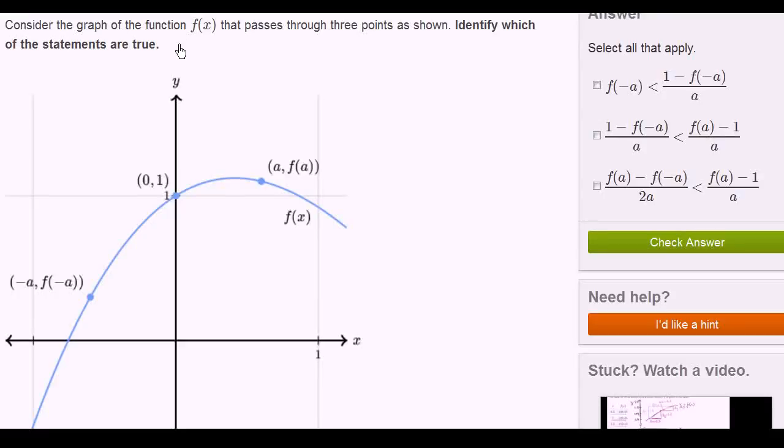Consider the graph of the function f of x that passes through 3 points as shown. So these are the 3 points, and this curve in blue is f of x. Identify which of the statements are true. So they give us these statements.